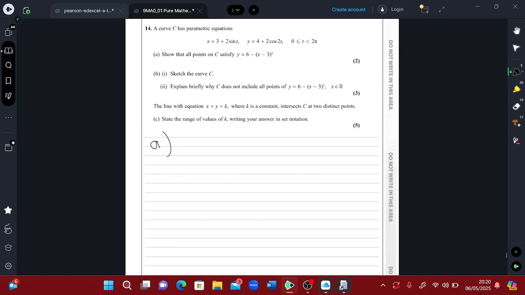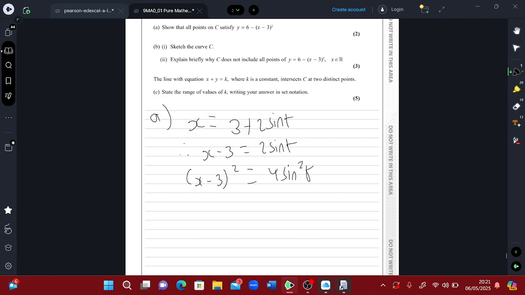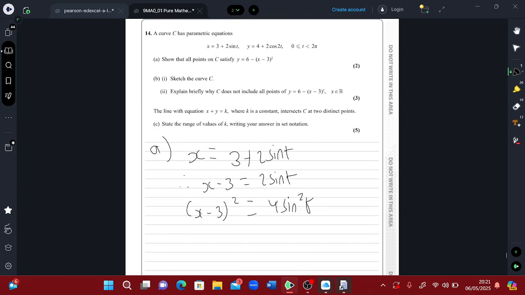So start with x, because y is a function of x. Kind of go step by step. So we know that x is 3 plus 2 sine t. Well, that means x minus 3 is going to be 2 sine t. And then if you square that, that's going to be 4 sine squared t.